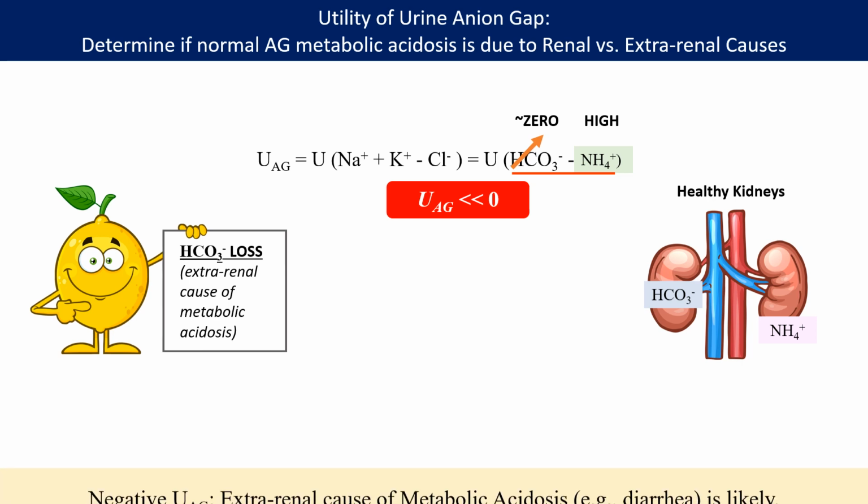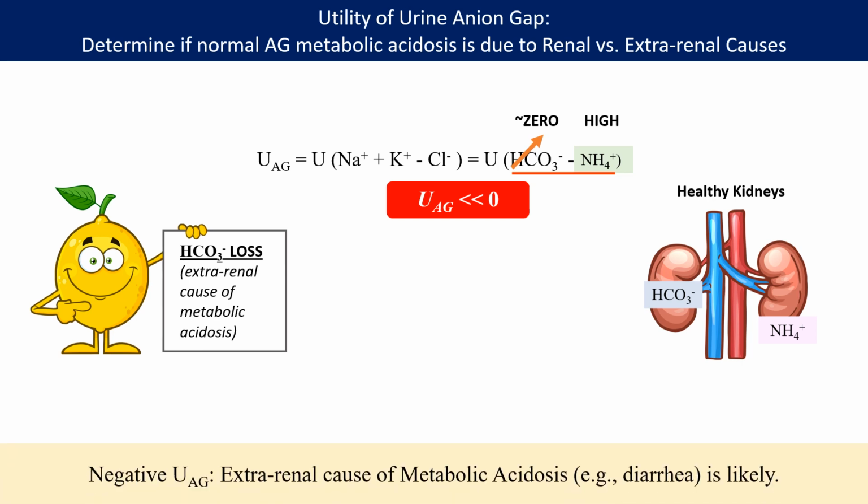Bottom line, a very negative urine anion gap in a patient with normal anion gap metabolic acidosis reflects the fact that the kidneys do try to fix the metabolic acidosis by reabsorbing bicarbonate and excreting as much ammonium as possible. The underlying etiology is therefore extrarenal and likely due to conditions such as gastrointestinal bicarbonate loss.